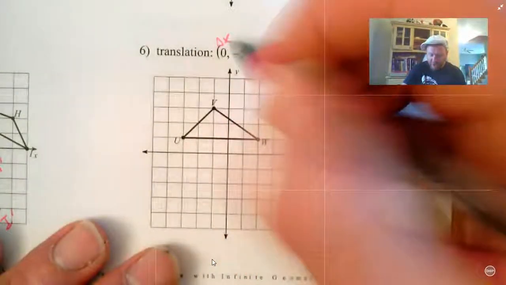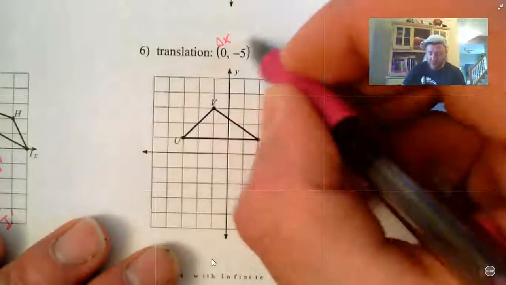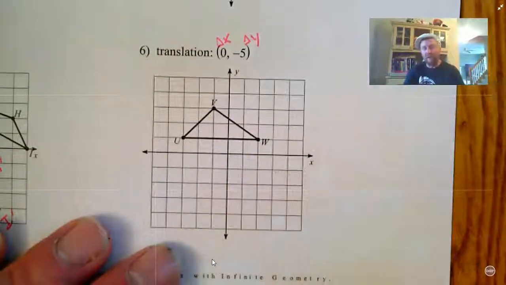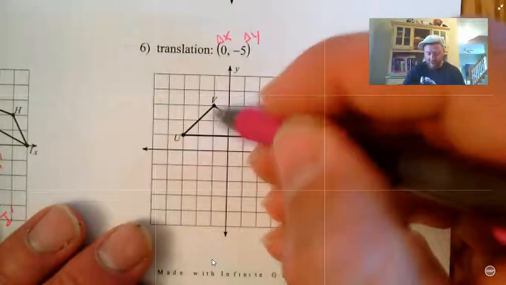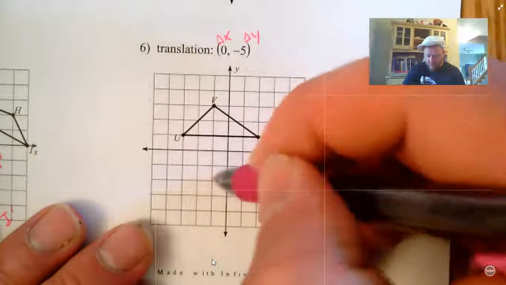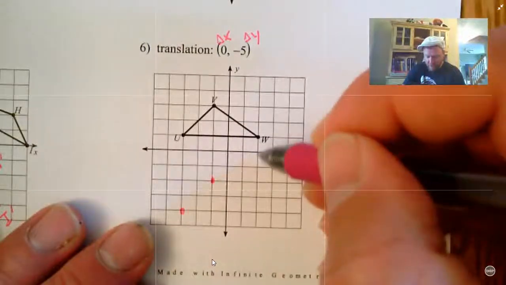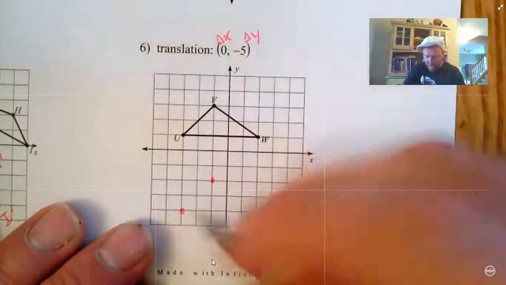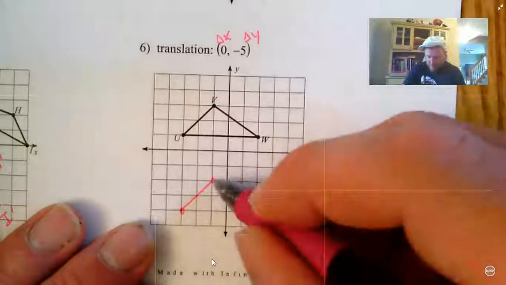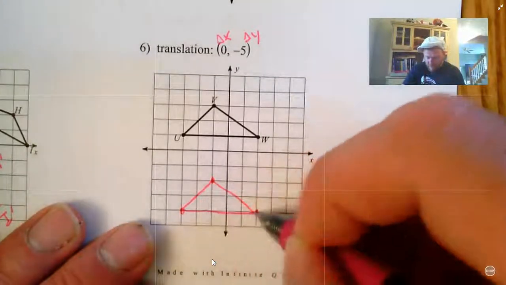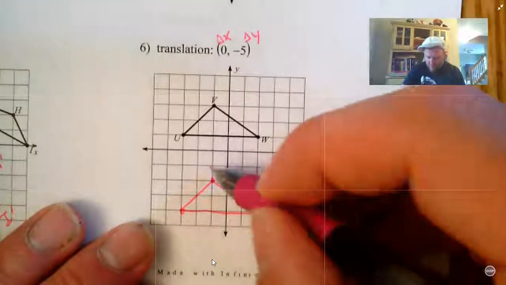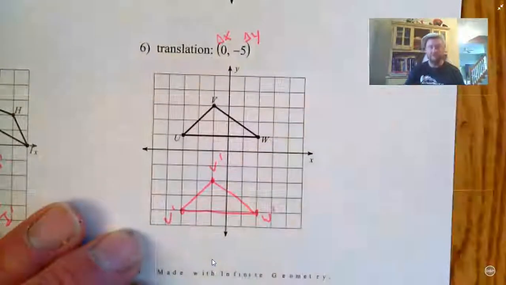Here, our change in x is 0, so we're not moving left or right at all. Change in y is -5, so we're moving down 5 spaces. 1, 2, 3, 4, 5 for each point. Connect the dots. W prime, V prime, and U prime.